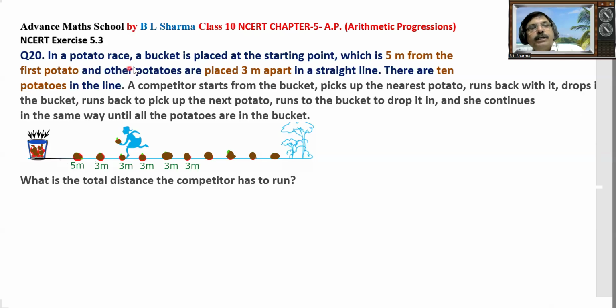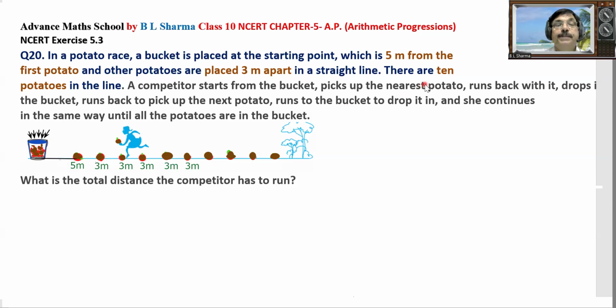In a potato race, a bucket is placed at the starting point. ये रेस है और ये बकेट है जो स्टार्टिंग पॉइंट पे रखी हुई है, which is 5 meter from the first potato. ये जो डिस्टेंस है from here to here, this is 5 meter. And the other potatoes are placed 3 meter apart. Then this is also 3 meter. This is also 3 meter and this is 3 meter. There are 10 potatoes in the line.